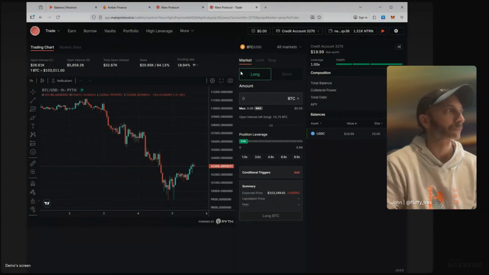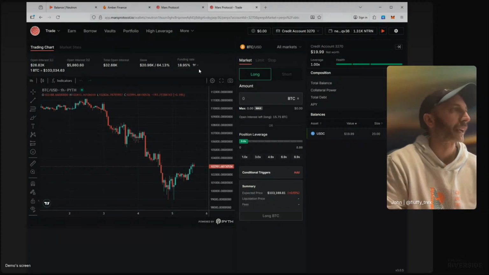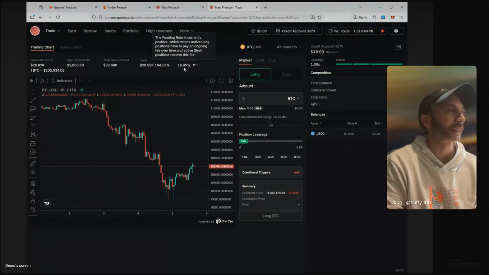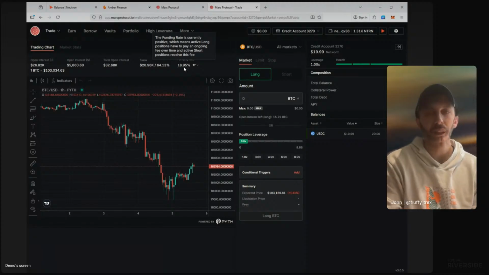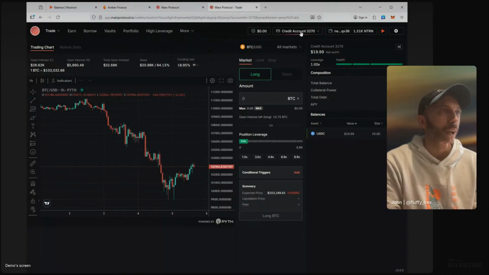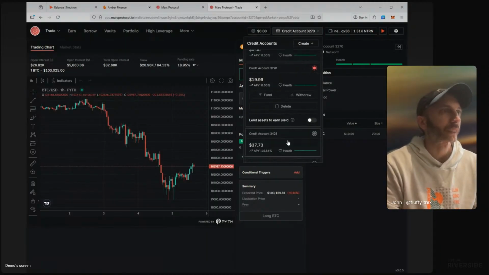Okay, here's an example. Here we have a Bitcoin market and it's paying 19% APY. So if I short Bitcoin on Mars, I will be paid 19% APY. Okay, so we can actually go ahead to our other credit account and set this up. So let's go to the other account.